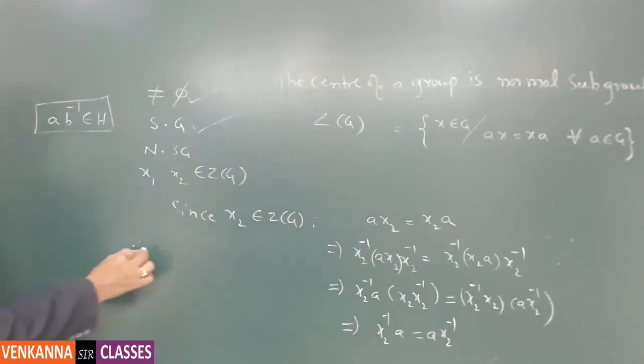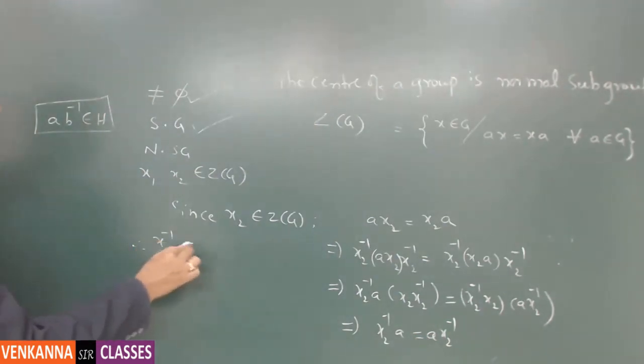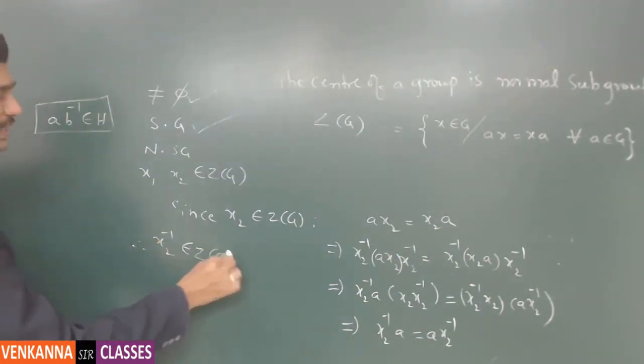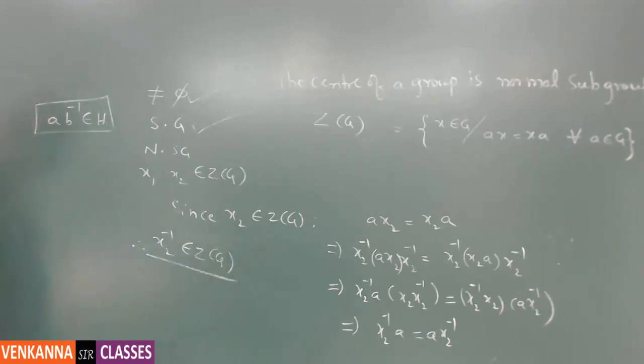Therefore, whatever element you consider in the center, its inverse also belongs to the center, right? Therefore, we can apply the condition that x2 inverse a is equal to a x2 inverse without any confusion. Okay, please take a note of that. Then I want to prove the third part, that the center is a normal subgroup.